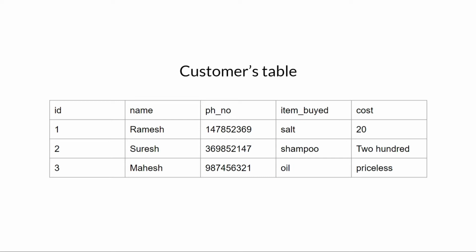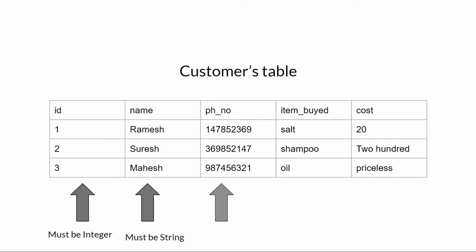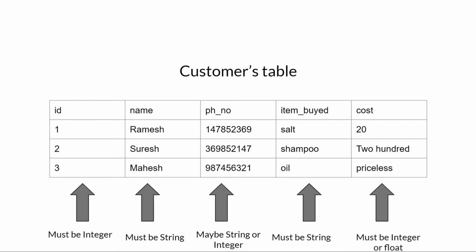That means ID must be integer, name must be string, phone number may be string or integer, it's your choice. Item byte must be string and cost must be a integer or float value.